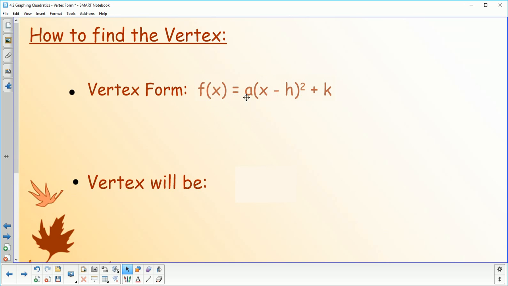So first thing we need to know is if we are in vertex form, what that looks like. So we'll have f of x equals a times x minus h squared plus k. All of these, the h, the k, and the a, are all going to be numbers. Okay, and just like we talked about in class, a tells us whether we open up or down, depending on the sign. And then h and k are going to be our vertex.